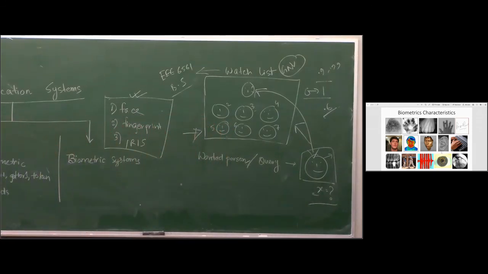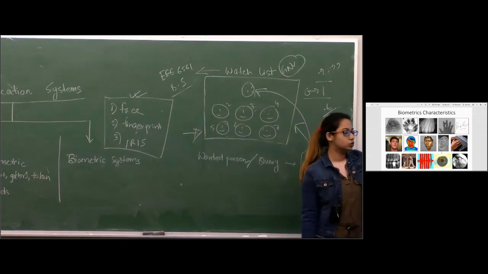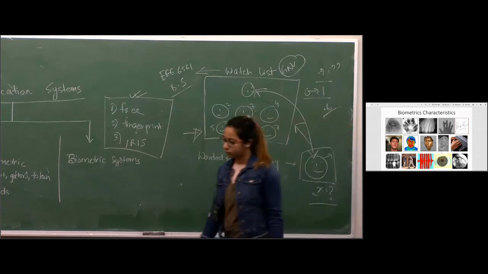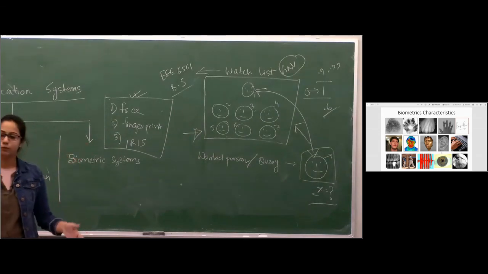So here we have the 2D image of a person's face. So this is also a biometric property. Okay, so the one next to it is a heat map of the face.